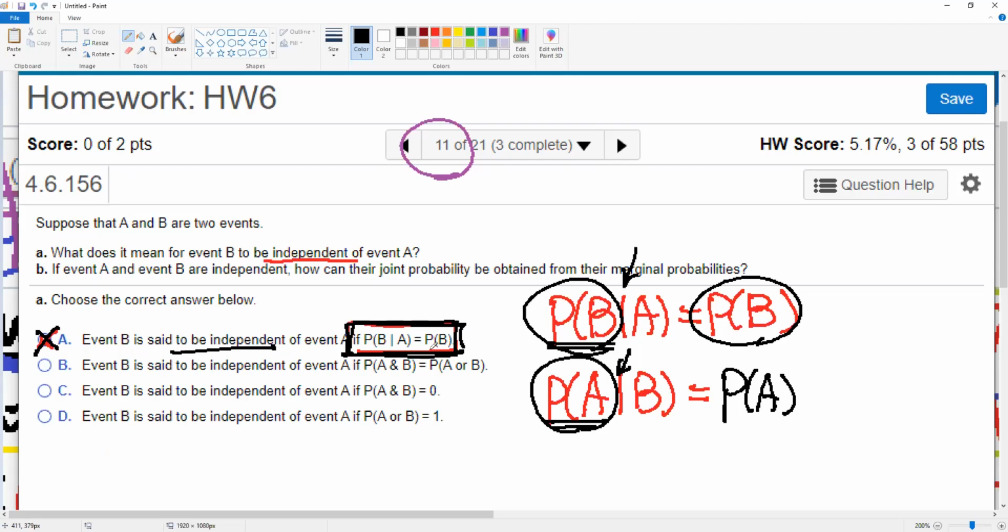And now we have another example, number 13. Let me copy and paste number 13, another example for independence.